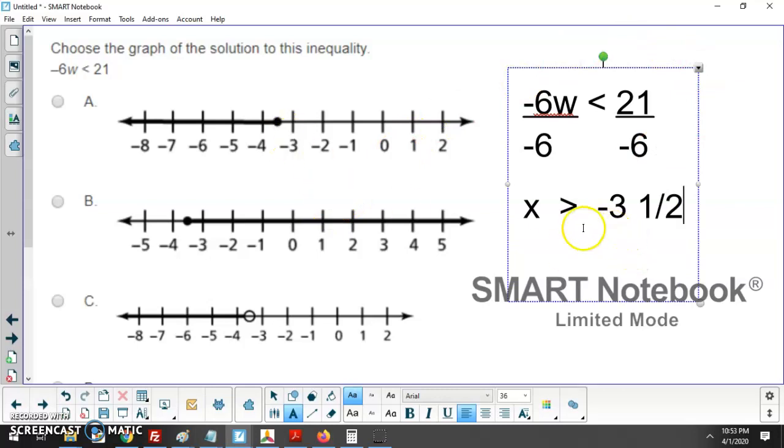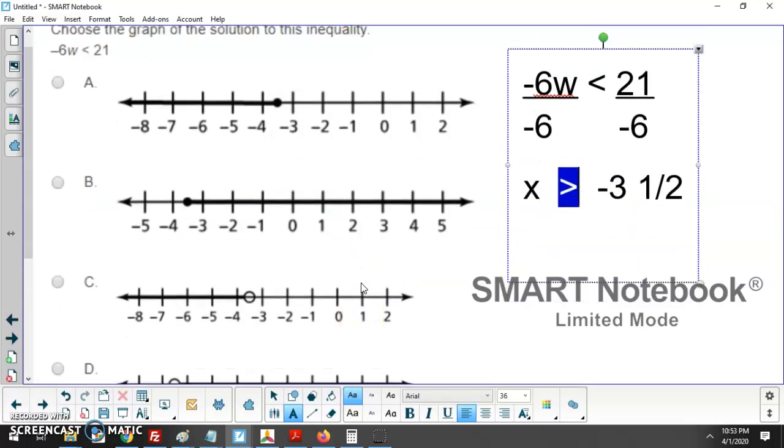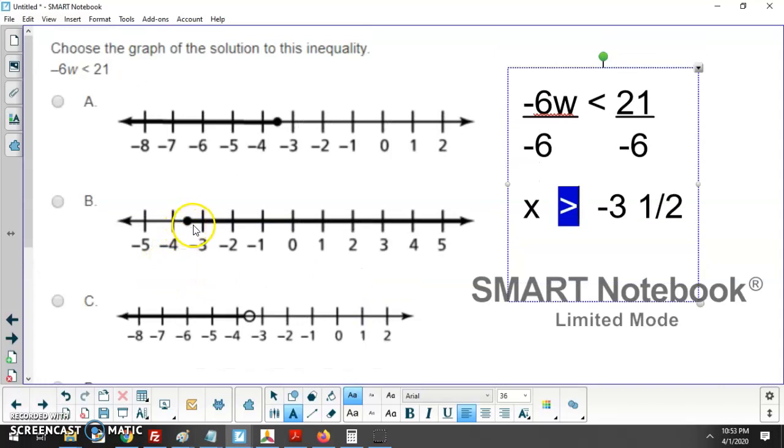Okay? And then, think, do I shade open or closed dot? Since it doesn't include negative 3.5, it's not greater than or equal to, it's an open dot. All right, so you're looking at these answers. This is the one that is shaded to the right. So letter B is correct in this case.